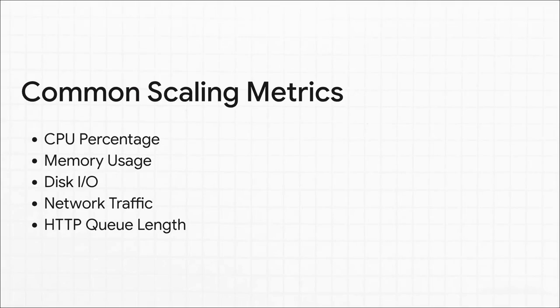So that autoscale loop always starts with a metric. The most common one is CPU percentage. It's a pretty good all-around indicator of how hard your server is working. But you can get way smarter. My personal favorite is the HTTP queue length. Just think of it like this. It's the number of people waiting in line to use your app. If that line starts getting too long, that's the perfect signal that you need to open another register, or in our case, another server instance.